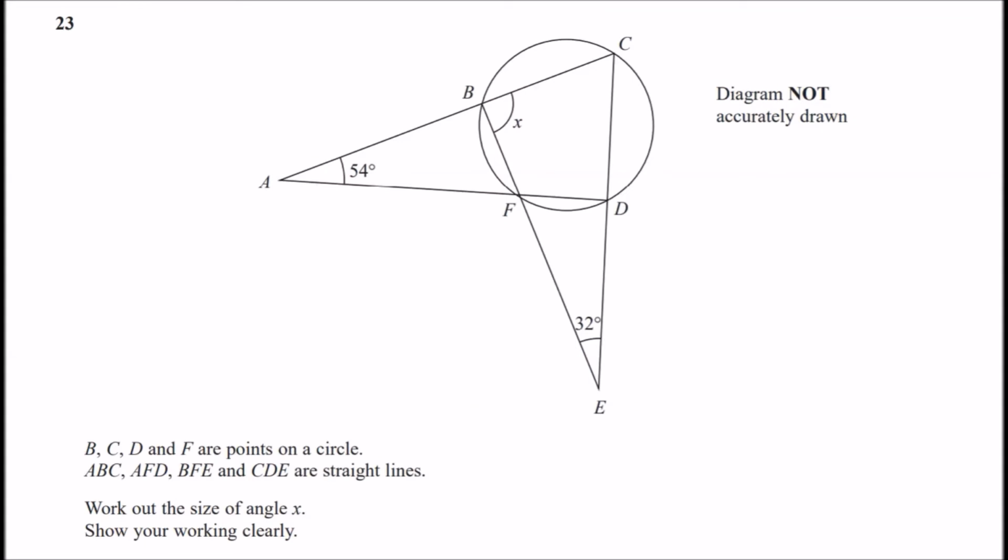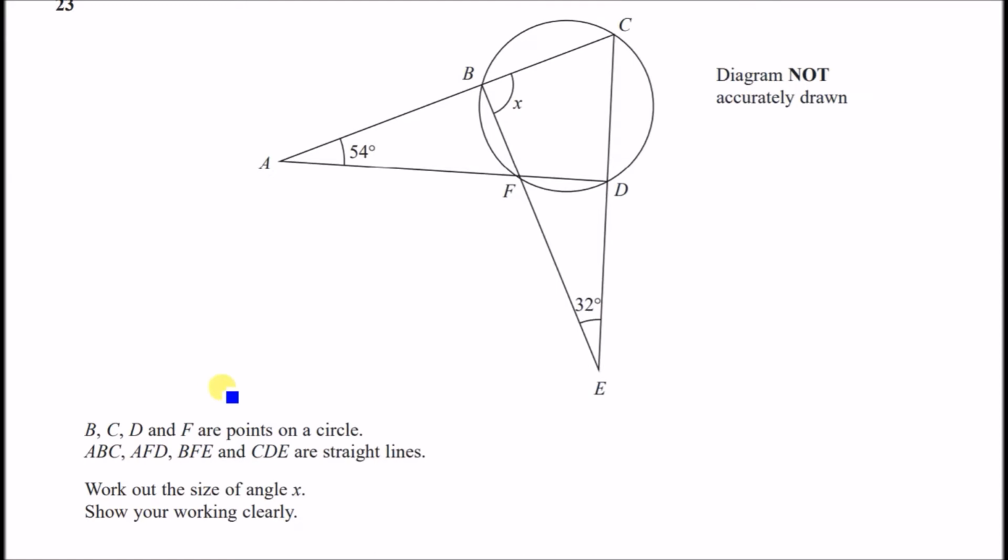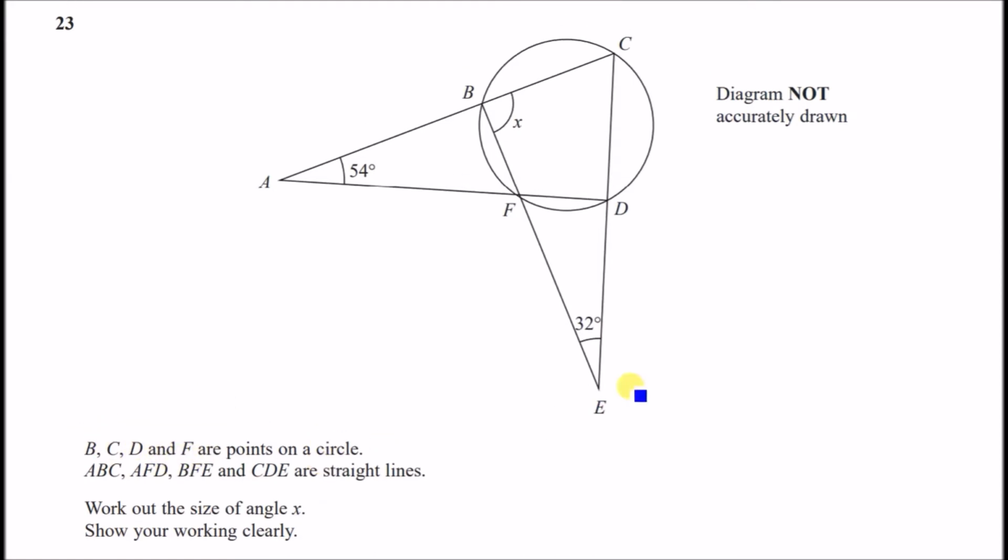All right, guys. Number 23. Let's go. So what do we have here? So it says here, B, C, D, and F are points on a circle.